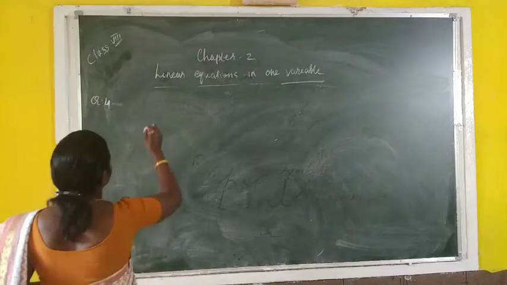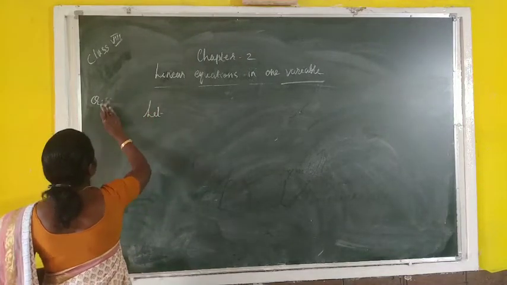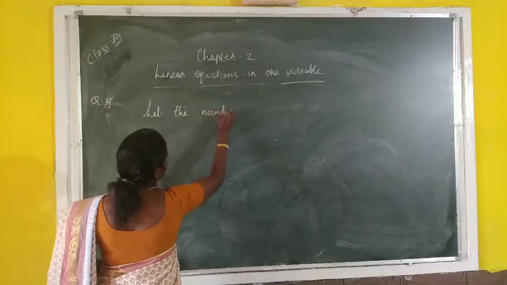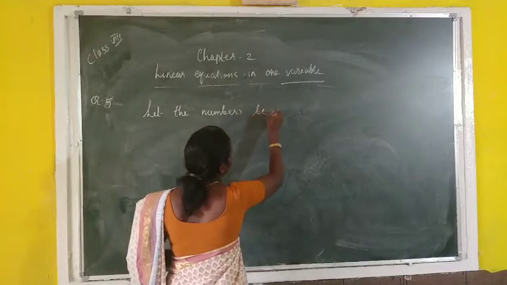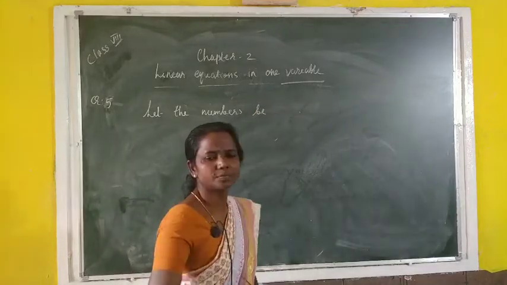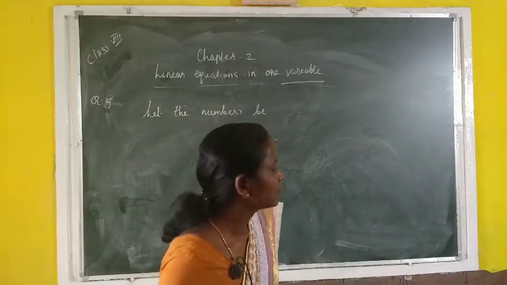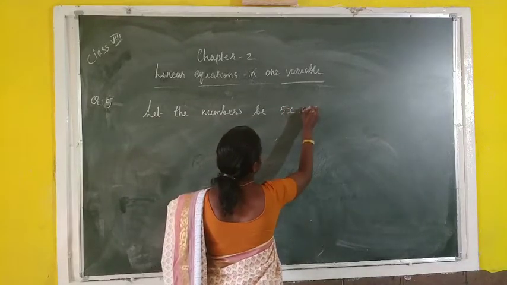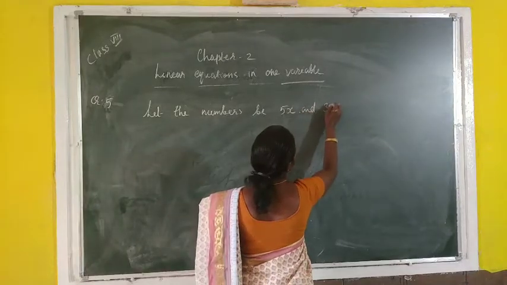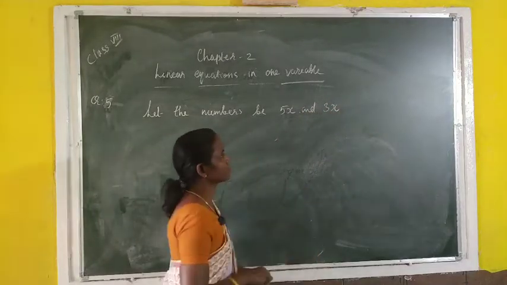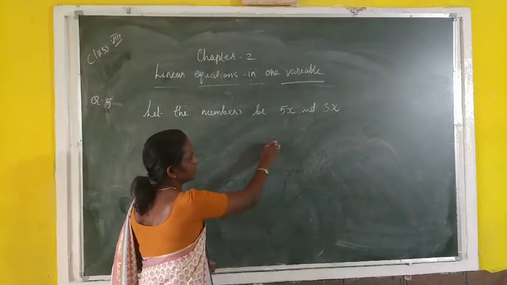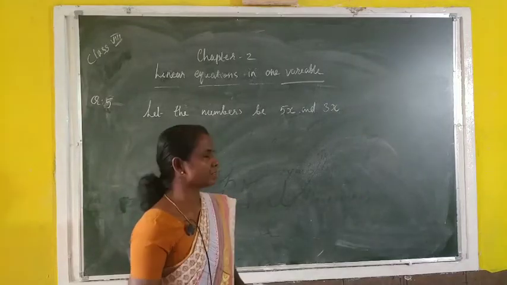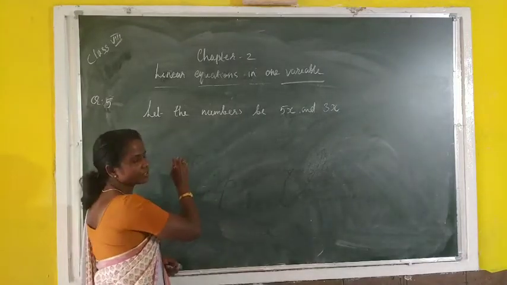So here we take the number to be x. Question number 5. Let the numbers be in the ratio 5:3, so 5x and 3x. And their difference is, what is the difference of these two numbers? 80.